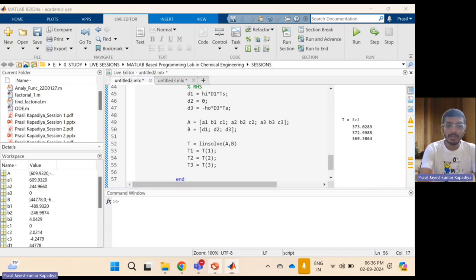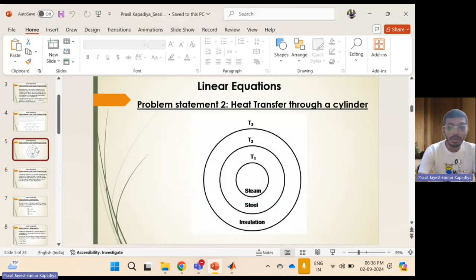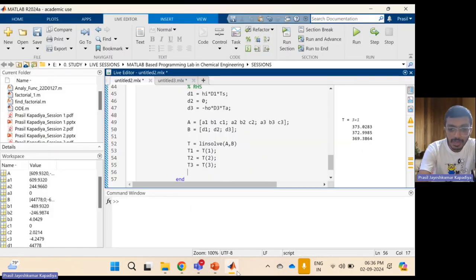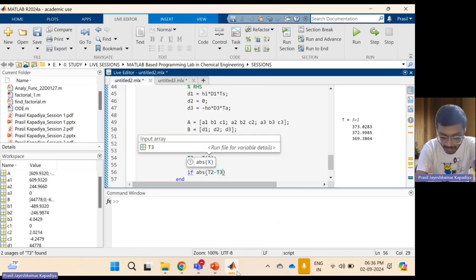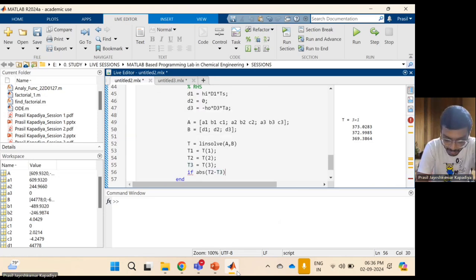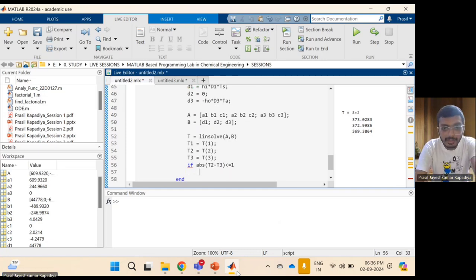what should we understand from here? There should be no heat loss, right? From T2 to T3, there should be no heat loss because we are keeping one insulation. So let's put one condition: if the absolute value of T2 minus T3 is less than or equal to 1, then only I will print my output.